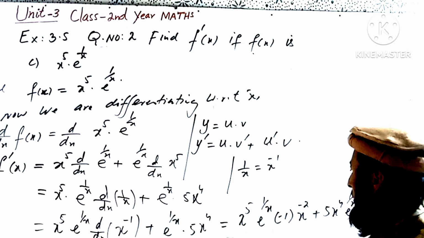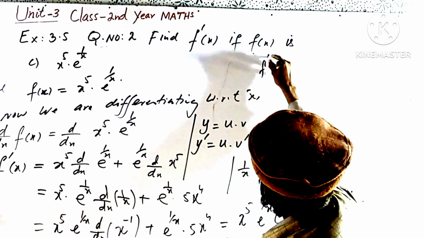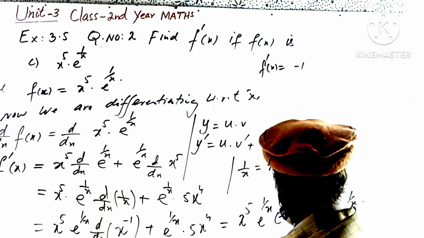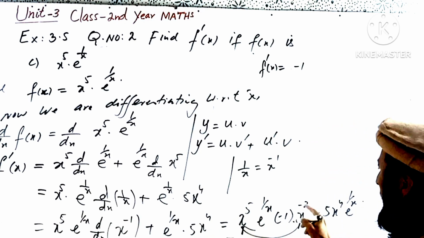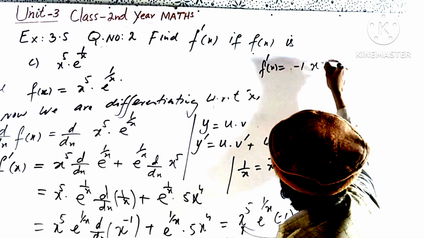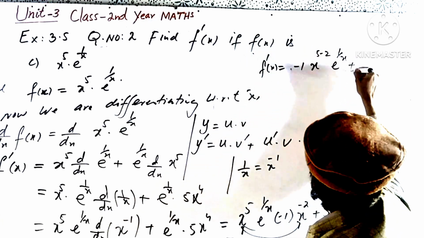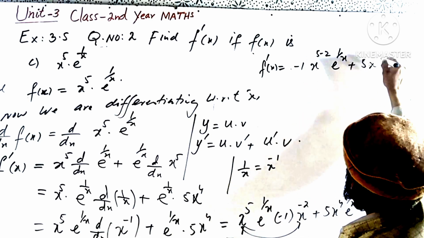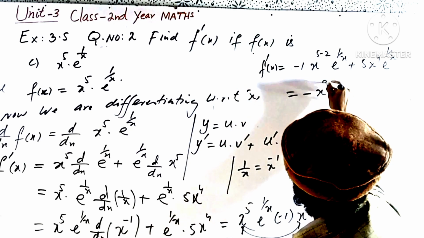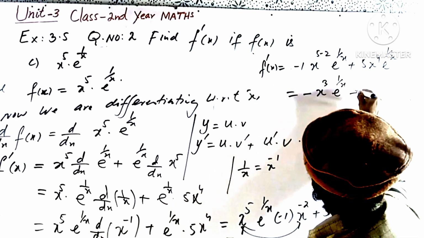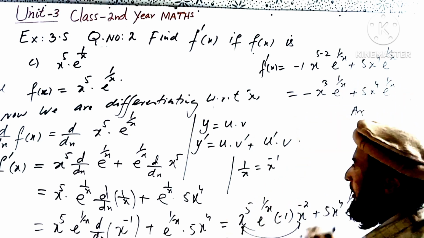Now we can write f dash x is equal to minus 1 times x power 5 minus 2 e power 1 over x plus 5 x power 4 e power 1 over x. Now minus x power 3 e power 1 over x plus 5 x power 4 e power 1 over x is the answer.